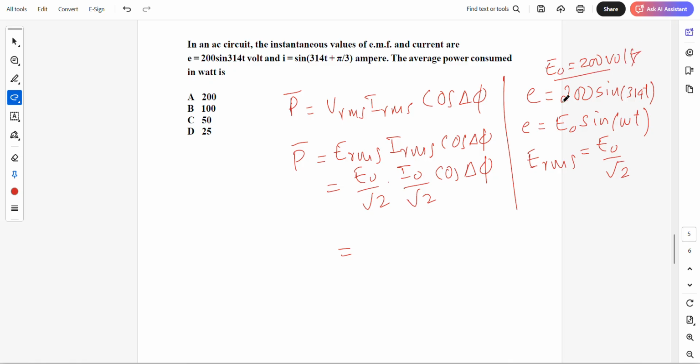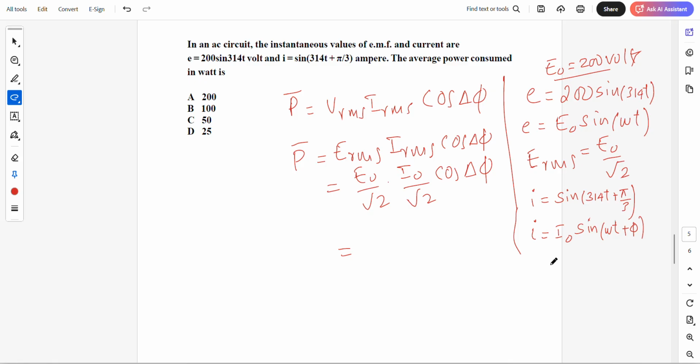I can compare this equation. Similarly here, how much is I given? I is equal to sine of 314t plus pi by 3. Compare this instantaneous variable current with I is equal to I naught sine of omega t plus phi.